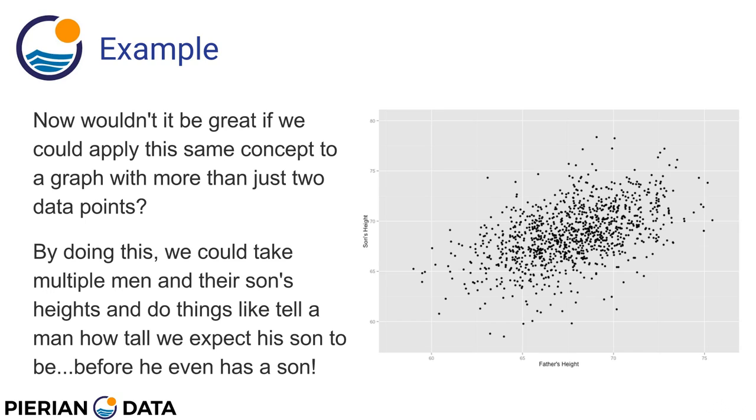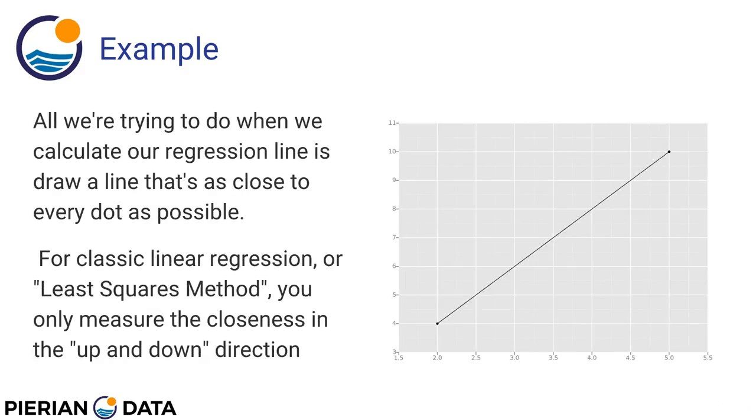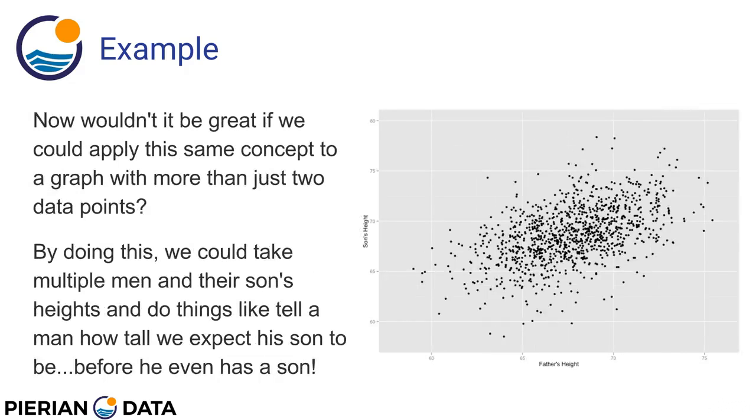Well, to take the same concept, we could take multiple men and their sons' heights and do things like tell a man how tall we expect his son to be before he even has a son. Now, if we look at this plot, we can see for this particular example, we have a perfectly fitted line. We've created a regression line that fits those 2 points perfectly. However, wouldn't it be great if we could apply this same concept to a graph with more than just 2 data points? By doing this, we could take multiple men and their sons' heights and do things like tell a man how tall we expect his son to be before he even has a son.